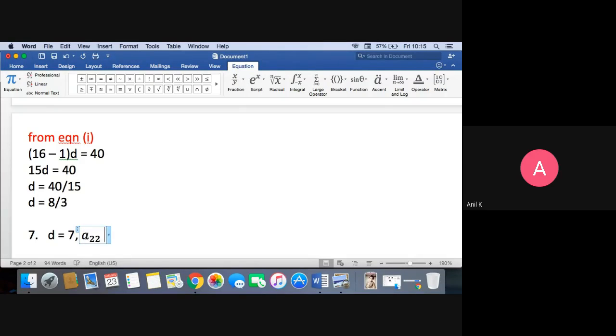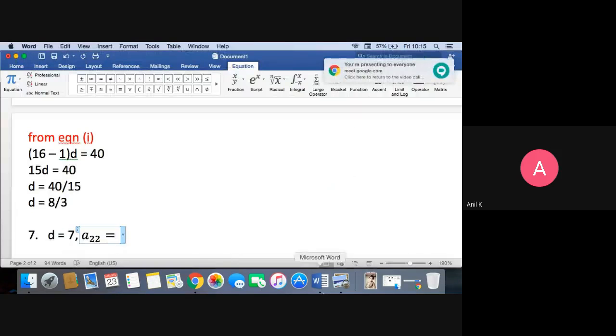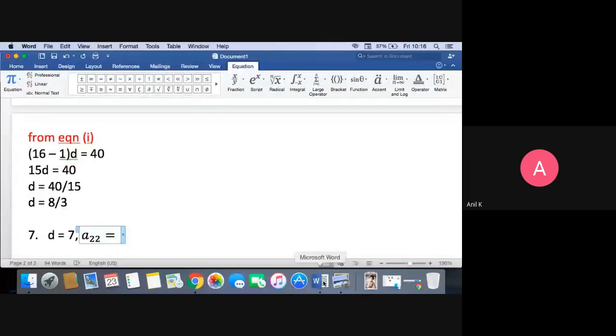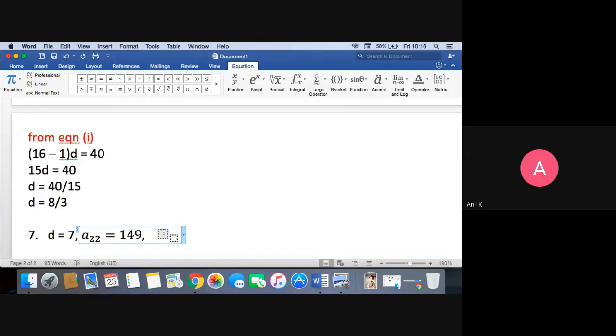A22 is equal to what value is given? The 22nd term is 149. You have to find the sum of the first 22 terms. A22 is given as 149, and the question is S22 equals how much? S22 is equal to question mark.